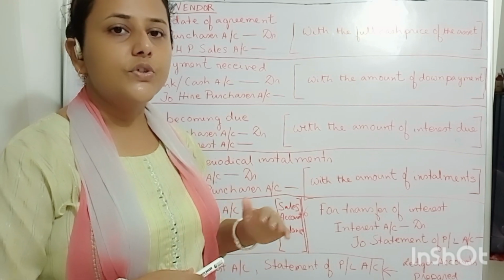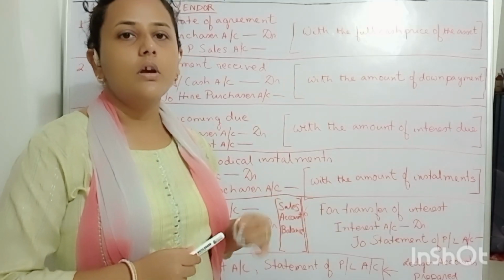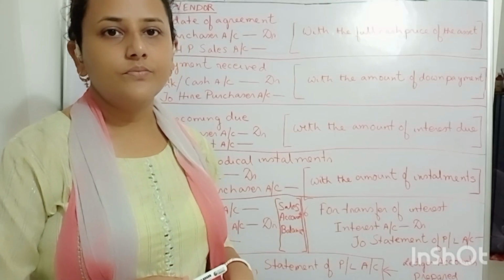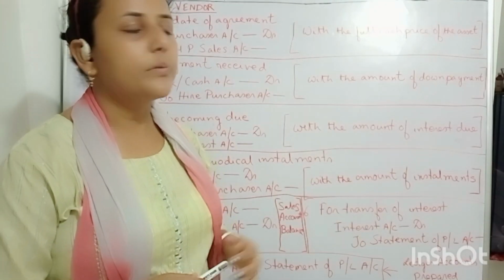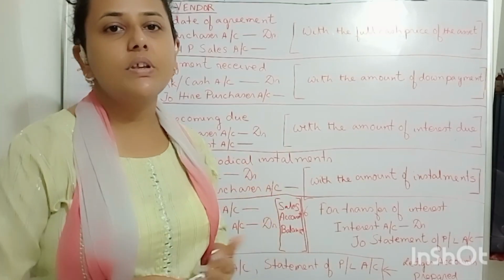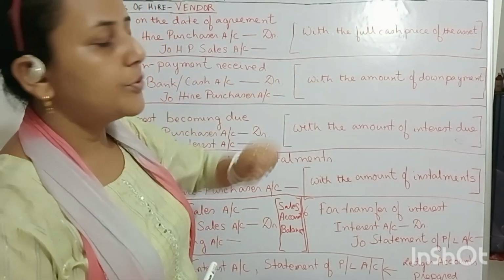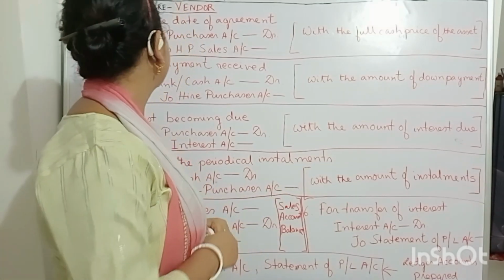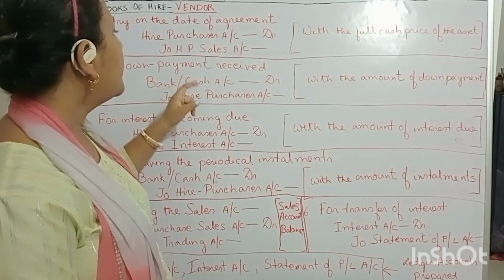Transfer of ownership of the asset does not take place on the date of agreement. Only the asset gets transferred; ownership remains with the hire vendor. That is why hire purchase sales account is credited. It becomes a revenue for the hire vendor, who will receive periodical installments. So the full cash price of the asset will be debited and credited.